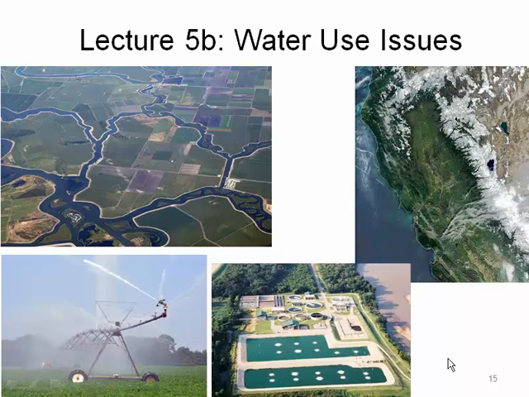Now we turn to some of the major water use issues we face, especially in California and the western United States. These revolve around land use such as agriculture, climate change, water use efficiency, and water quality, which we'll treat more in the third section of the lecture.